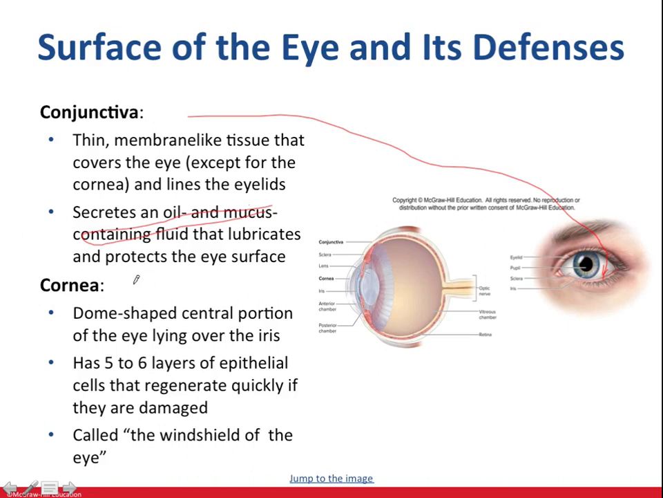Cornea is the transparent part. It's the dome-shaped central portion of the eye. It has five to six layers of epithelial cells. These epithelial cells can be regenerated, so even mild trauma cannot cause cornea damage. So this is the windshield of the eye.